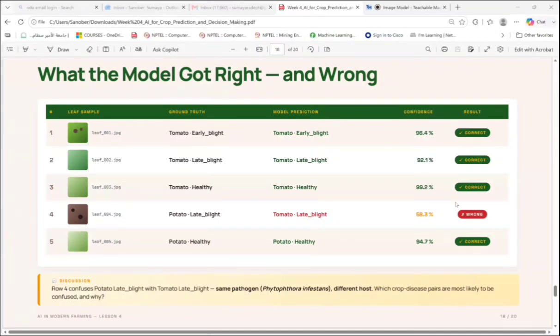Meaning, when we are achieving 99%, we should focus more on that. Instead, the wrong prediction is 58%. So, a practical system could respond by saying that the result is uncertain, and suggest taking another image or consulting an agricultural specialist wherever the model is going to give you something wrong or something unpredictable.